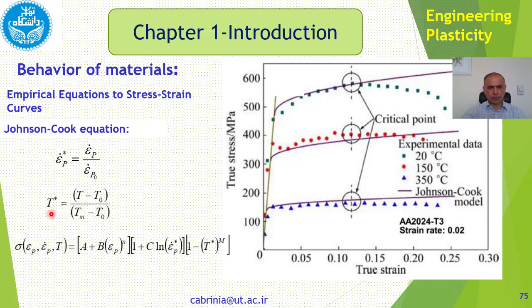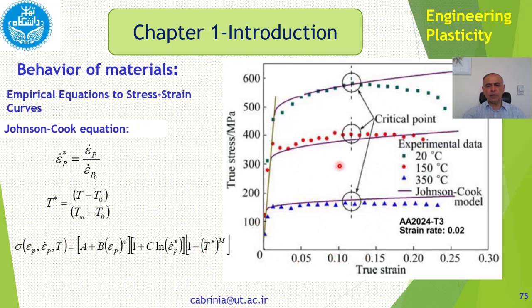Now here I have the Johnson-Cook equation. You may have used this equation before. This is a very famous equation which includes everything. It includes epsilon, includes epsilon dot, and includes temperature. Okay, in previous equations we didn't have temperature, so the effect of temperature was removed, but here we have all of these in a function like that.